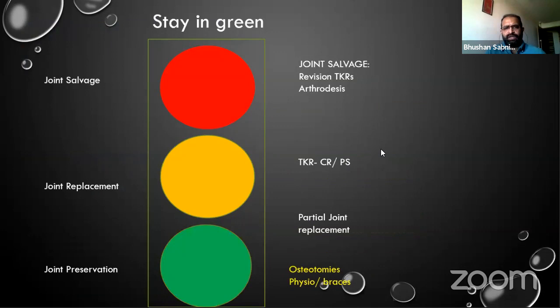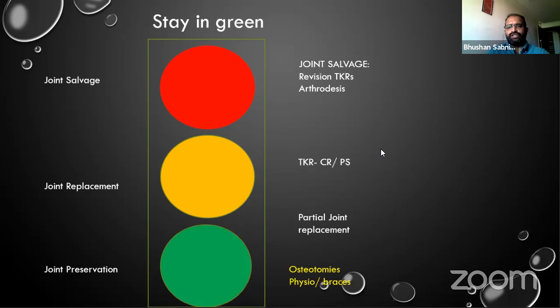Now, the management of arthritis is like a traffic signal. You have joint preservation in the green zone, joint replacement in the yellow zone, and joint salvage in the red zone. Try and stay in the green zone as far as possible, because the moment you go into the yellow zone, it's an irreversible process. If you can save the joint and stay in the green zone, especially in a younger population around 50, as Sachin said, 60 is the new 40. So up to the age of 60, if you can do an osteotomy and get them back to their normal lifestyle without changing the joint, they're much happier.